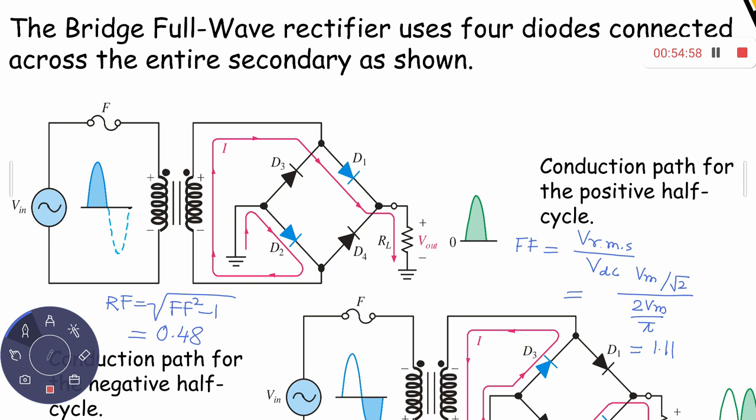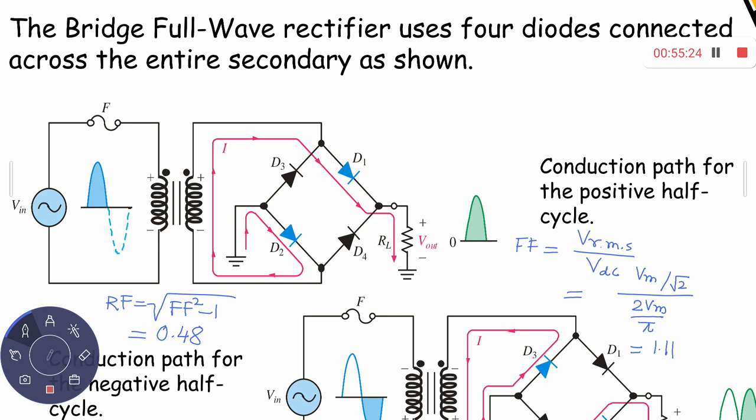What was the ripple factor for half wave rectifier? Did you calculate that time? 1.5 cm square minus 1, square root of that. 2.57 into 0.57, 1.21, something like that. Okay. So reduce, no?